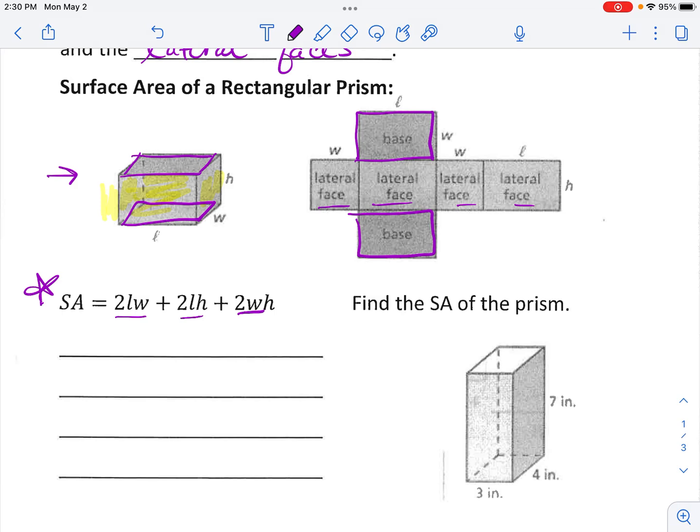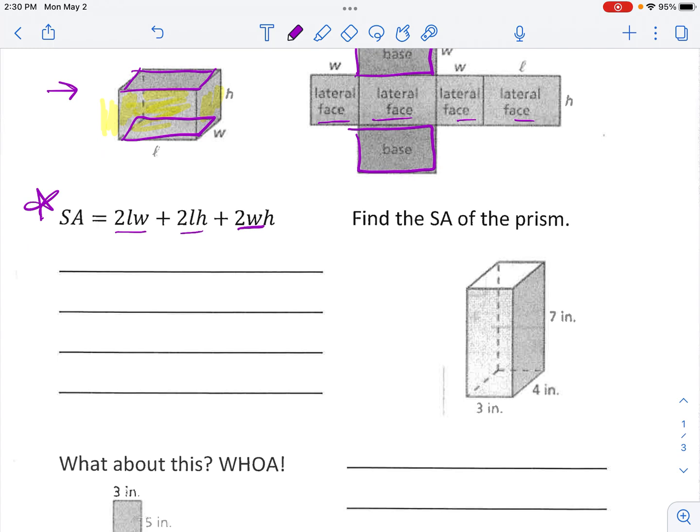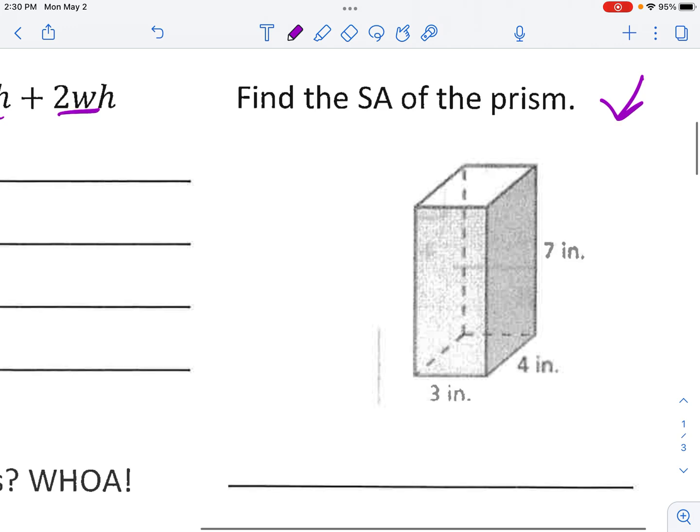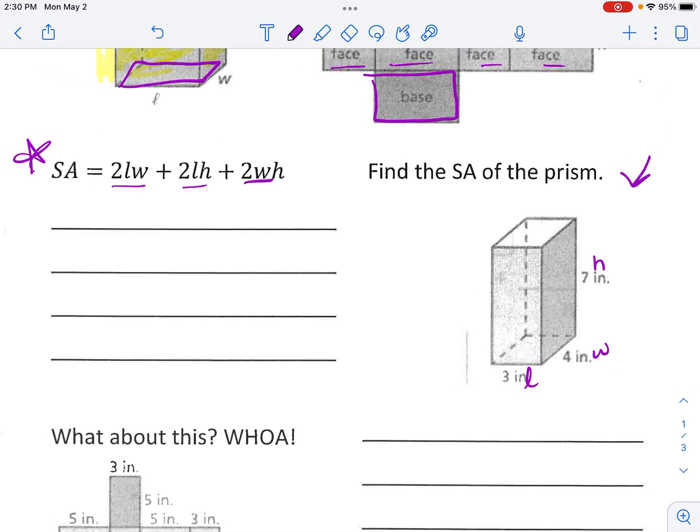So the first thing we're going to do when you're finding the surface area of a rectangular prism is label everything. So down here, this would be my length, this would be my width, and this would be my height. So now when we plug into the formula, we're always going to use 3 for the length, 4 for the width, and 7 for the height. We see that there is a 2 here because there's 2 sides, a front and a back, 2 sides, left and right, and then the bases as well, top and bottom. So you always multiply it by 2.